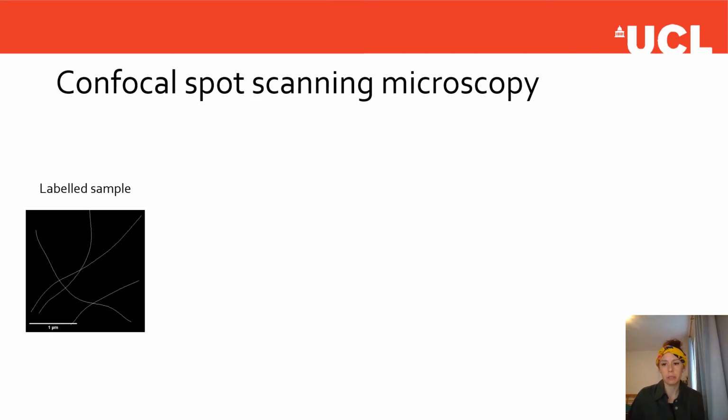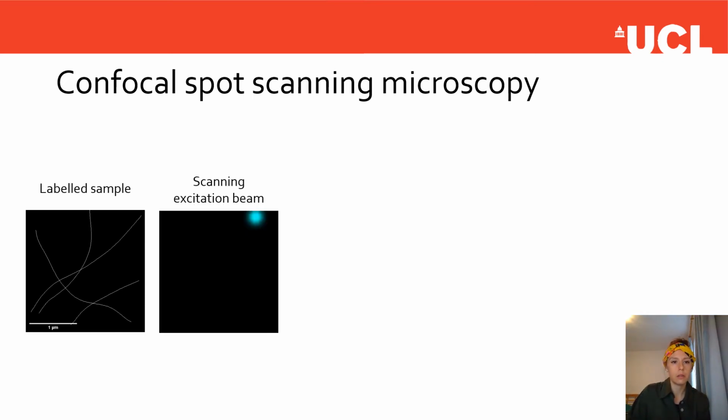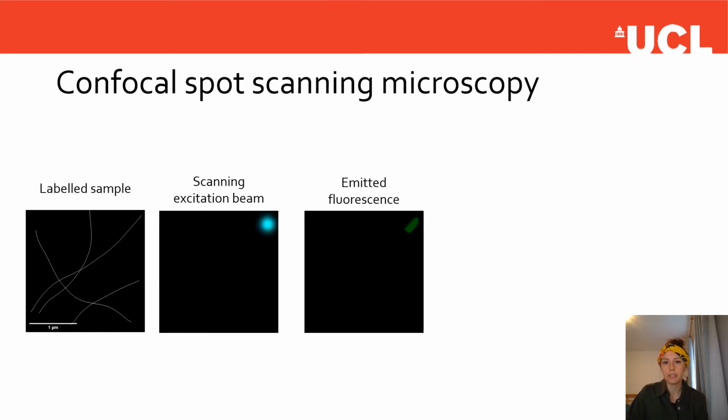In confocal microscopy, we have a laser spot that scans across our labelled sample. So this is a simulation. Let's say this is our labelled sample. We'll have an excitation beam that scans across our area. It'll be much faster than in this simulation, but you get the idea. Every time our beam passes over a labelled part of the sample, there's going to be fluorescence emitted, and you can see that here. So there's no structure there. As our beam passes over a structure, we get some emitted fluorescence.